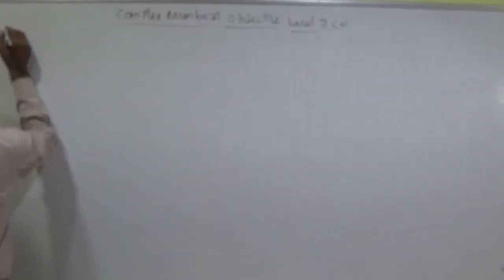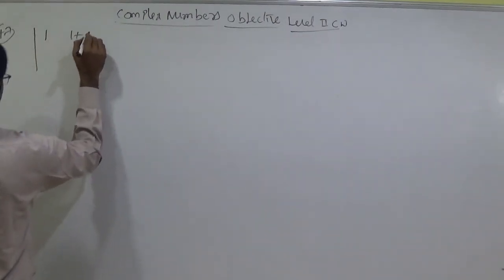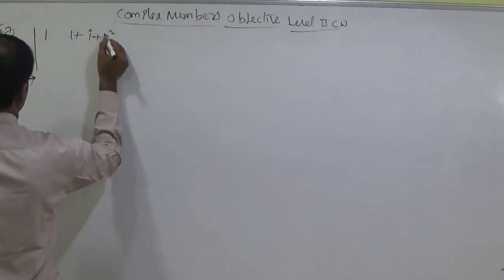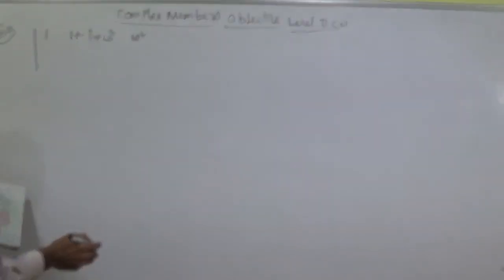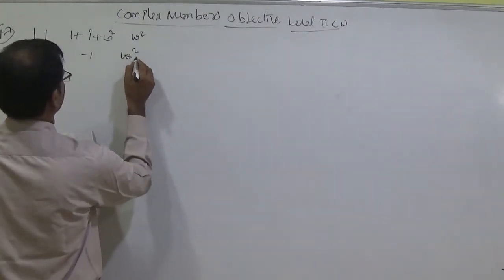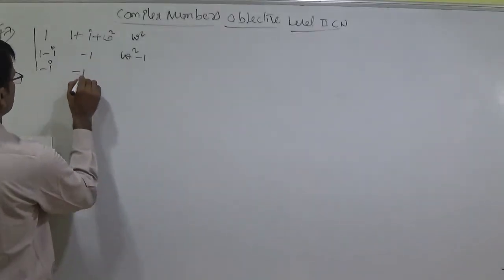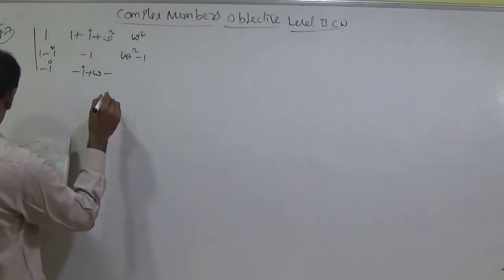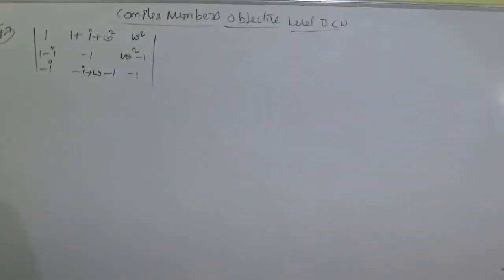What is the 7th one? According to properties of determinants, we have to calculate the determinant of this function: 1 plus i plus omega square, omega square; 1 minus i, minus 1, omega square minus 1; minus i, plus omega plus 1, minus i plus omega minus 1, minus 1.